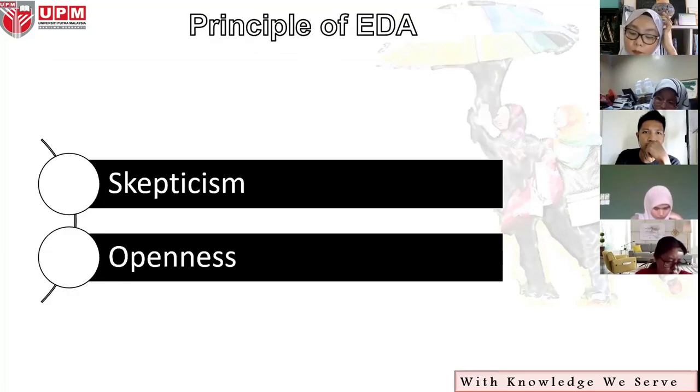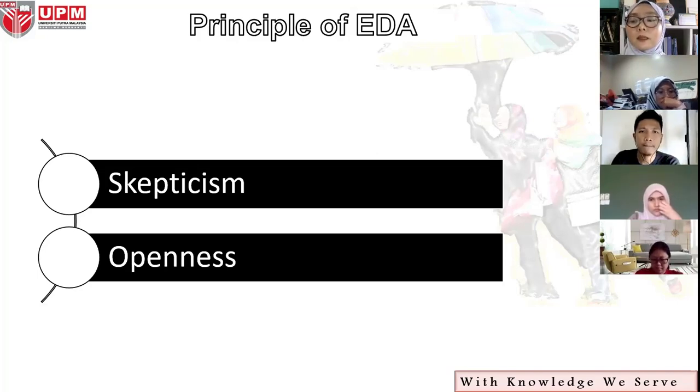Okay, so when we run the EDA, it must be based on two basic principles. The first one is skepticism, which means that we do not have any expectation of our data. There might be anything happening in our data. Before we run the EDA, we cannot have an early assumption that our data have to be normal. Cannot. Because there might be any possibilities in our data set. And then we have to be open. Kalau data tak normal pun, we have to accept.